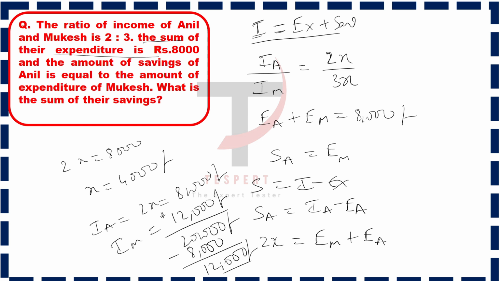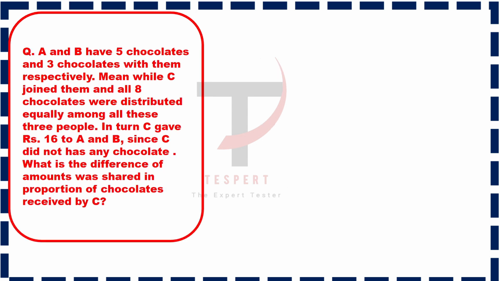12,000 is the total savings of Anil and Mukesh. A and B have 5 chocolates and 3 chocolates with them respectively. Meanwhile, C joined them and all 8 chocolates were distributed equally among all these 3 people. In turn, C gave rupees 16 to A and B since C didn't have any chocolate. Since C didn't have any chocolate, the difference of amount was shared in proportion of chocolates received by C.